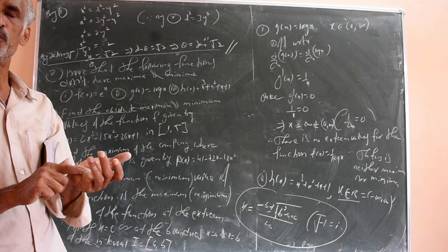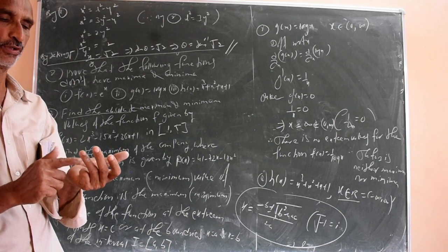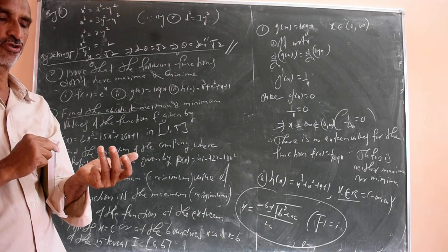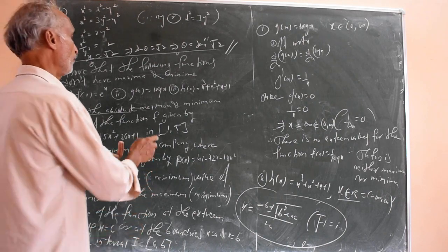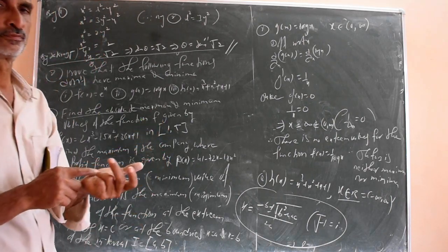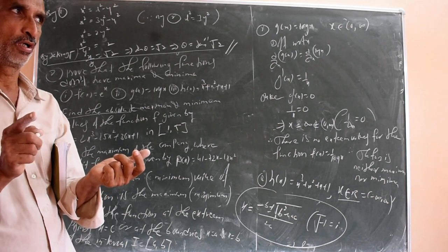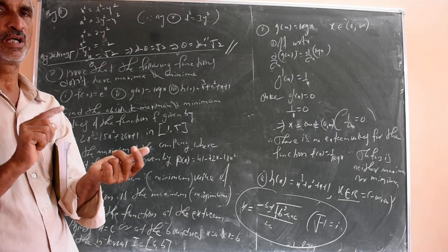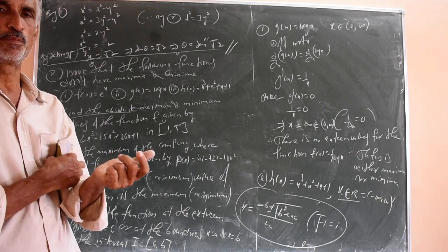So find the local maxima and local minima by using first order derivative and second order derivative. Second order derivative test it is called. And also find the values of the function at the boundary values. So among the four values, which one is maximum, that is the absolute maximum, and which one is the minimum, that is the absolute minimum.